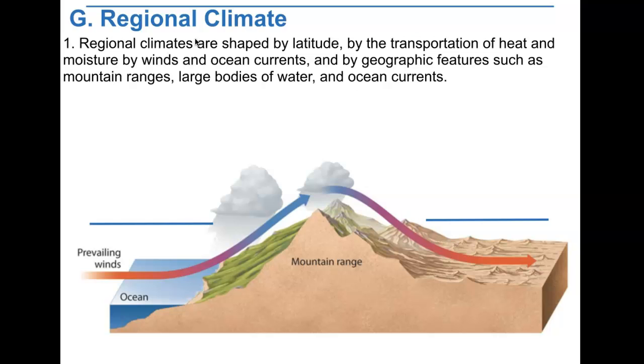Regional climates. Northern California, Nevada, and Utah are located in similar latitudes and are affected by the same prevailing winds, yet the coast of Northern California has a very different climate than Nevada. Because of the coastal ranges and the Sierra Nevada, it has a very different climate. Regional climates are shaped by latitude, by the transport of heat and moisture by winds and ocean currents, and by geographic features such as mountain ranges and large bodies of water.